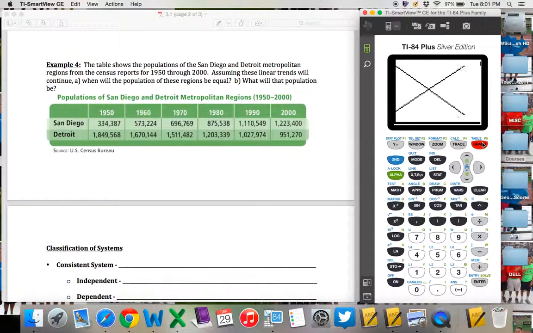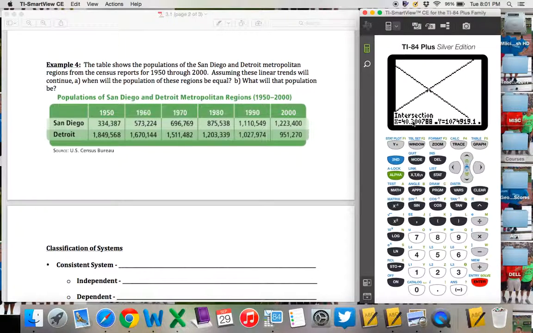So that's very nice. Okay, and so there's our two lines. There you can see San Diego's population is increasing, Detroit's is decreasing, and there's their intersection point. So now we just need to find the intersection and we'll be done. Second trace. I'll do that again. Second trace, and we want to hit the 5 key for intersect. And once you get to here, you just hit enter 3 times.